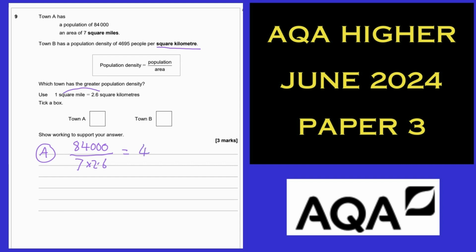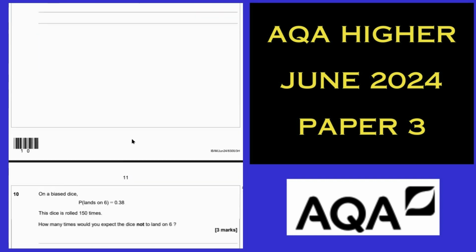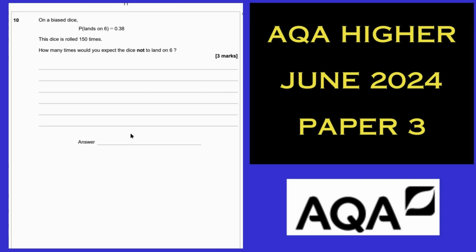That spits out 4,615-ish, 38 or whatever. It goes on. But B, as you can see, is 4695, which is about 80 larger. So town B has the greater population density.